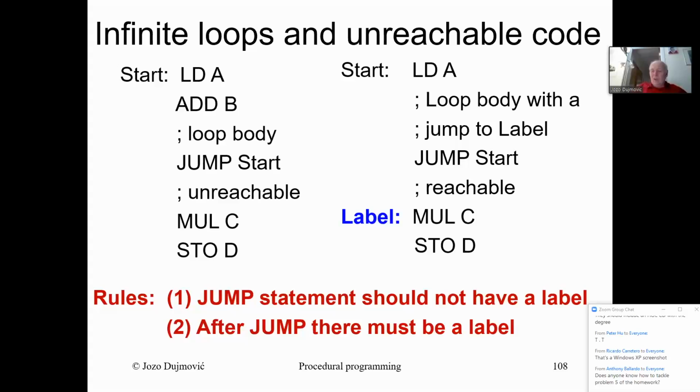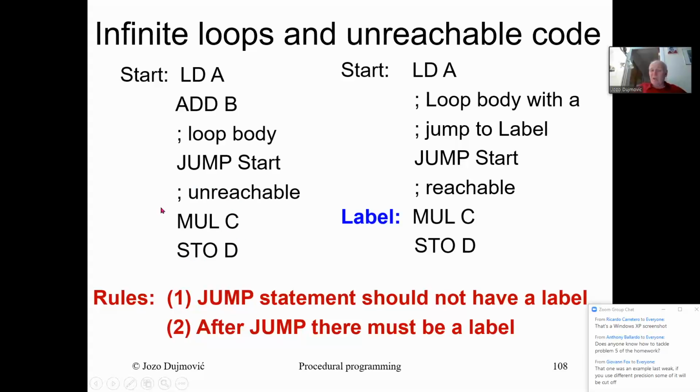And imagine that you have computer that has accumulator. So load A means take from memory location A and put in accumulator this value. Then add to accumulator something from B. Then perform some load body and then jump to start, and have here loop that repeats forever. So this is an infinite loop. You jump from here. What happens after this jump? If you have this multiply C and store D, this is unreachable code.